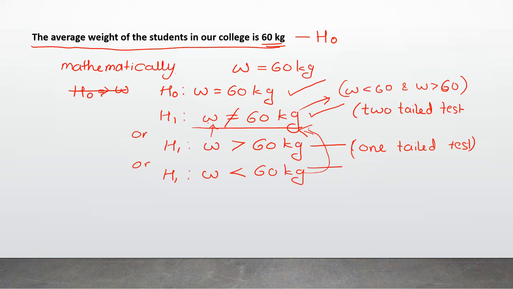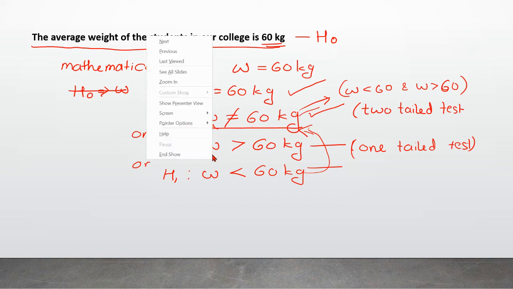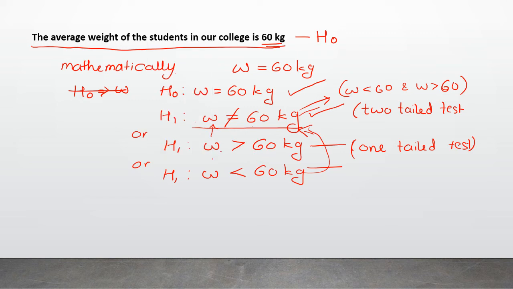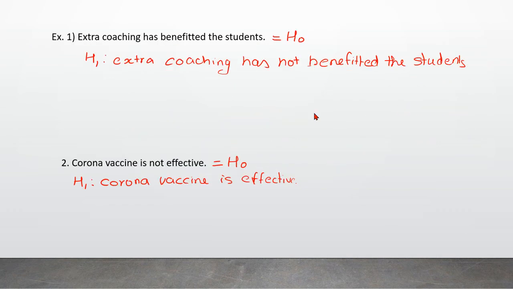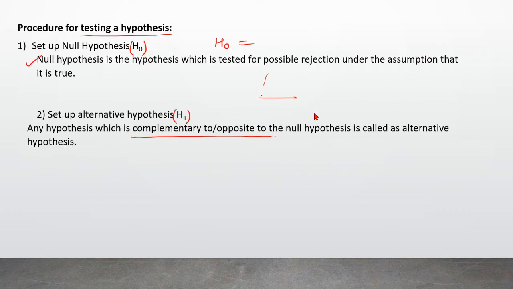In the two-tailed case, both less than 60 and greater than 60 are allowed. In one case only weight greater than 60 will be considered, and in the other only less than 60. That's why it is called one tail, and this is a two-tail test. So the first two steps were setting up a null hypothesis for any test.